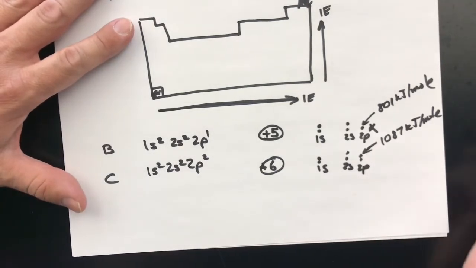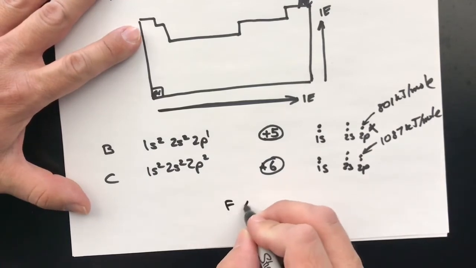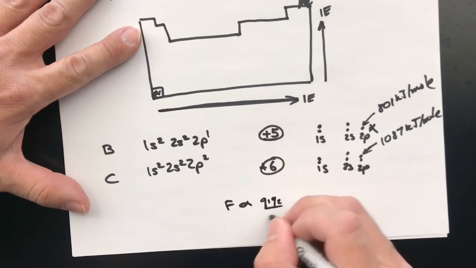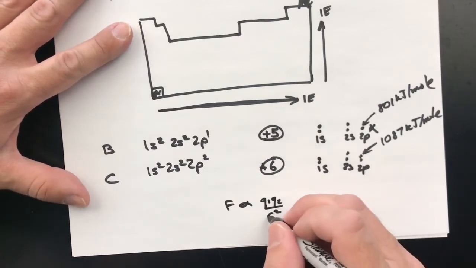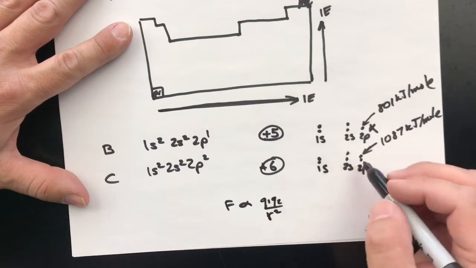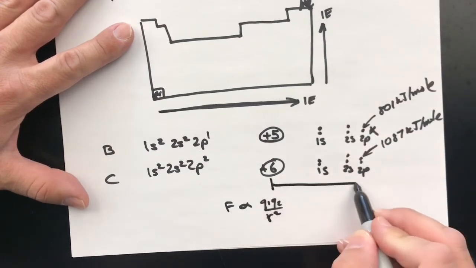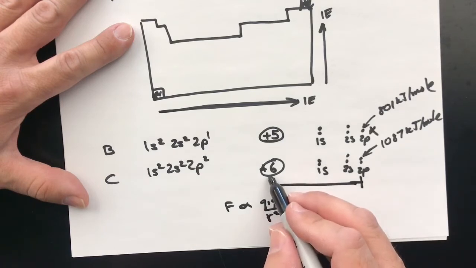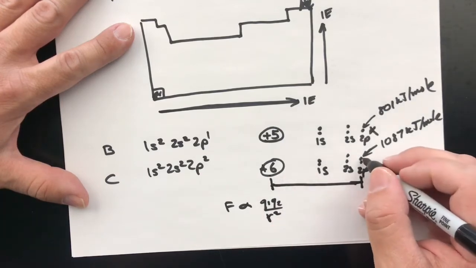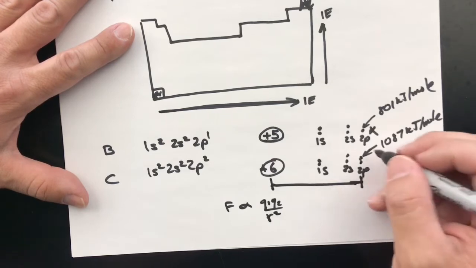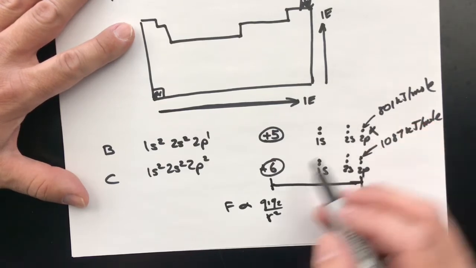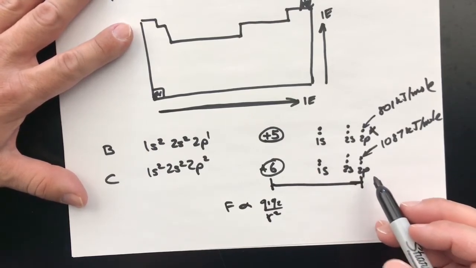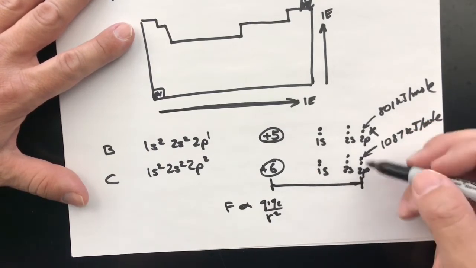We know from Coulomb's law that the force is proportional to the charges over the distance squared, right? So the distance between the nucleus and that outermost electron, that's the distance we're interested in. How far apart are the charged particles here, the +6 nucleus, the -1 electron out here? So the distance for these two atoms between the nucleus and the 2p electrons is roughly the same, all right? They're almost the same because they're both in a 2p orbital.